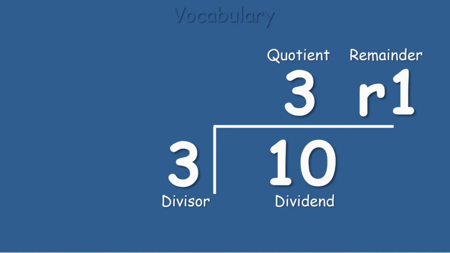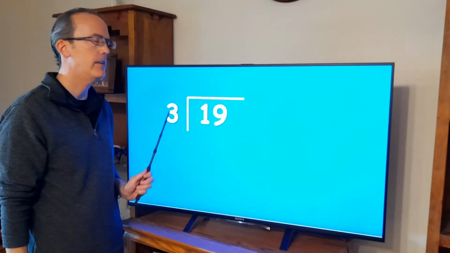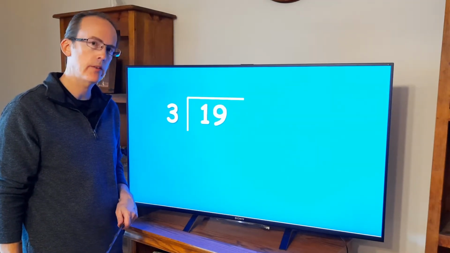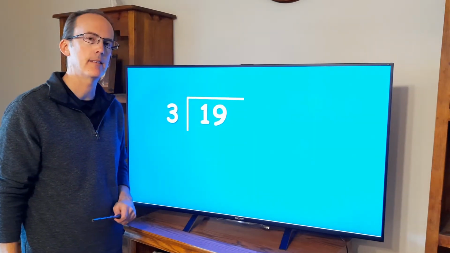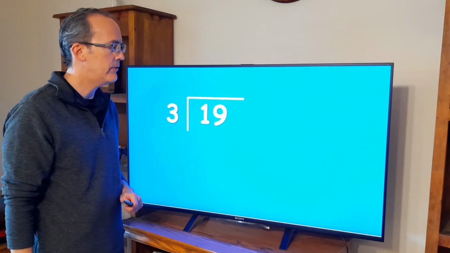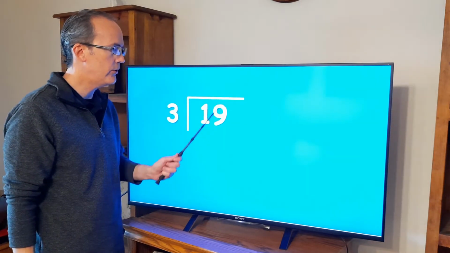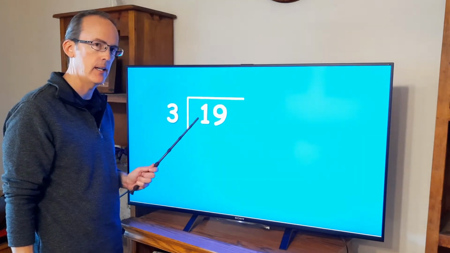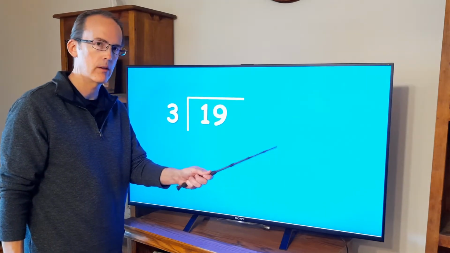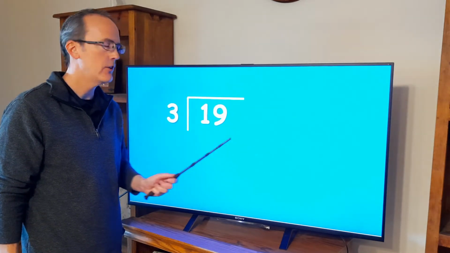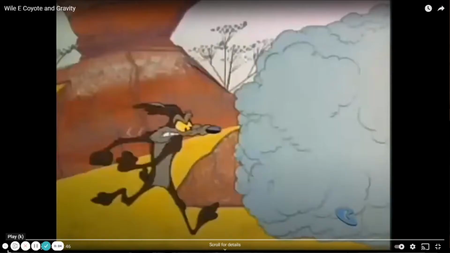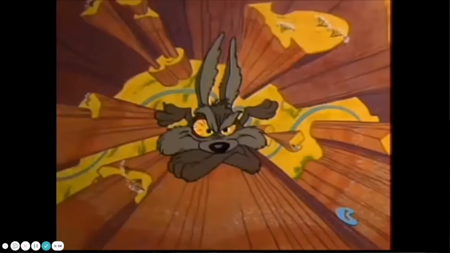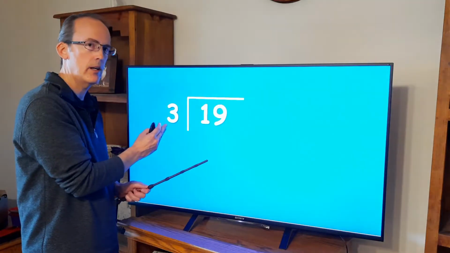Okay, let's take a look at a sample problem. We have 19 divided by 3. Now, if you know your multiples really well, you can sing your 3 song to get to the answer. Now, when we divide, we have to get as close to or exactly to the dividend, the number inside. We can never go over, we can't go past that number. So we can't go to 20, 21, 22, anything over like that. We fall off the edge. So we have to come to 19 or short before the number 19.